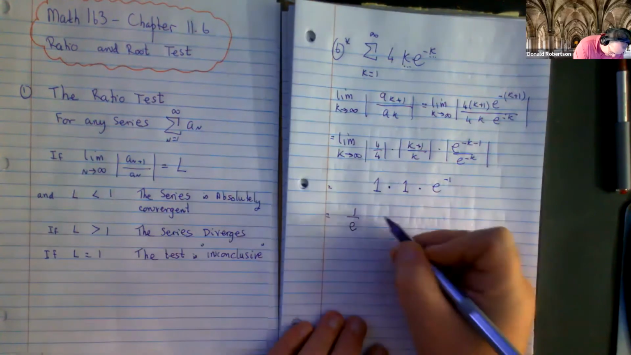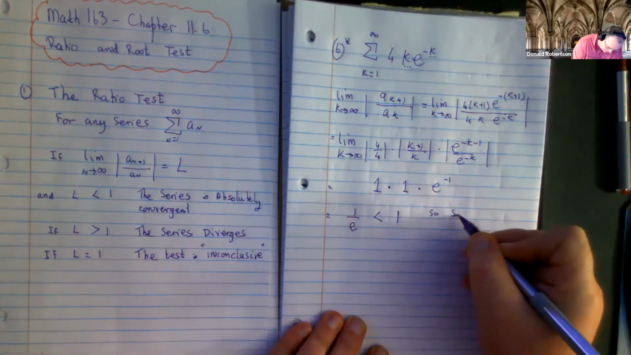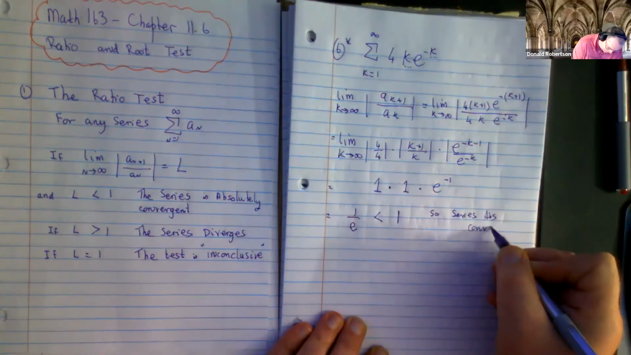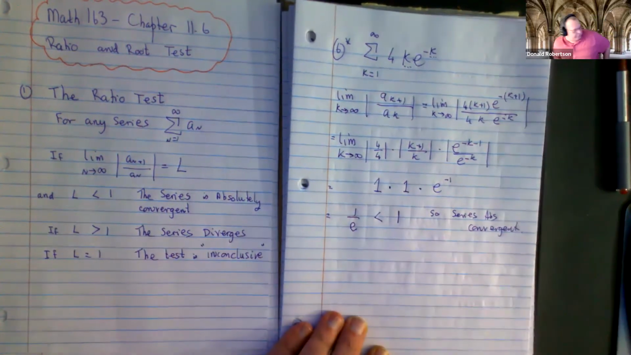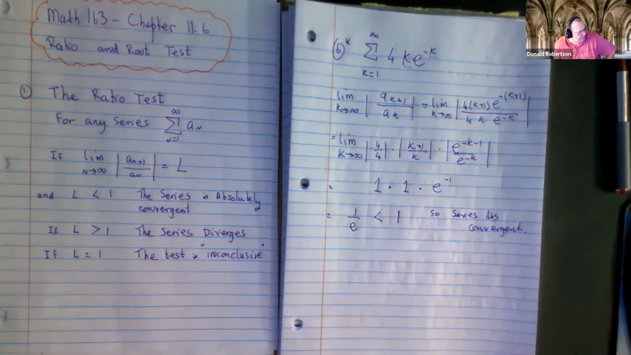And 1 over e is a number which is less than 1. So that makes the series absolutely convergent. Hopefully, the more of these I do, the more comfortable you get with the ratio test. You see, there is a kind of flow. You do similar things each time. You have to be a little bit careful about algebra, but apart from that, what you see is what you get.